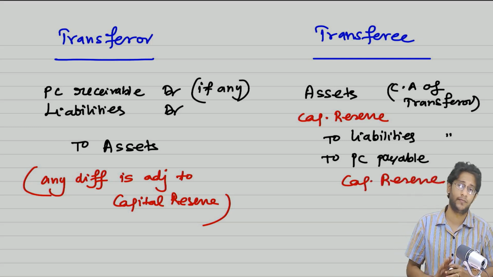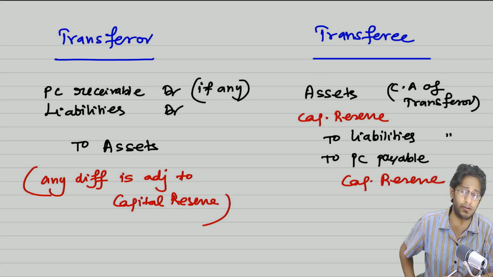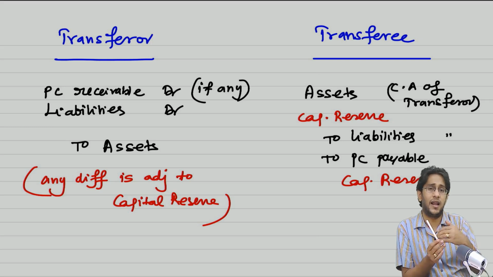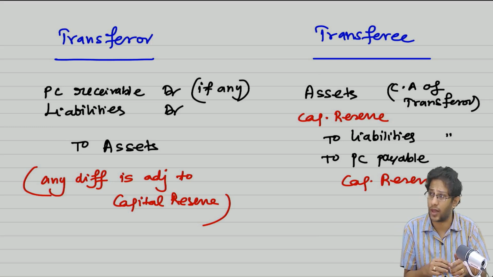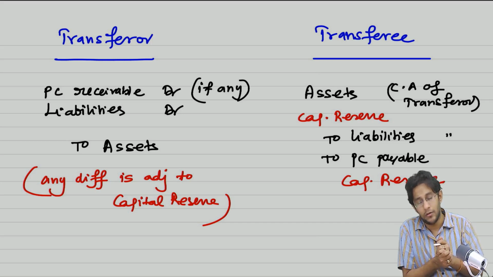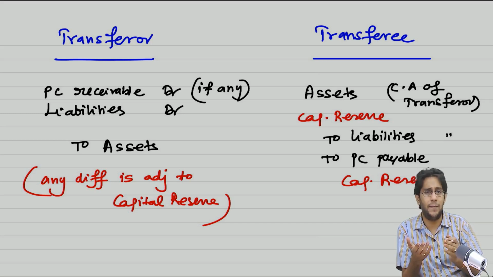Don't use fair value. That's it, sir. This is how a common control transaction is accounted. The transferor company will remove assets and liabilities from their books at their book carrying amount. Any gap goes to capital reserve.